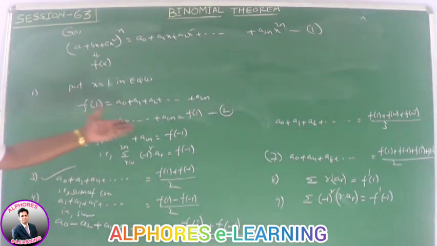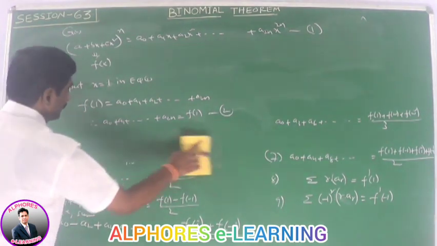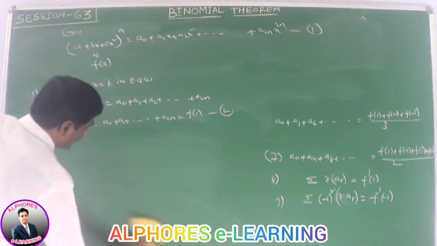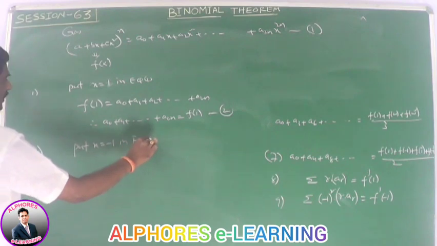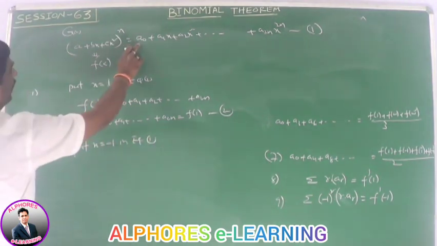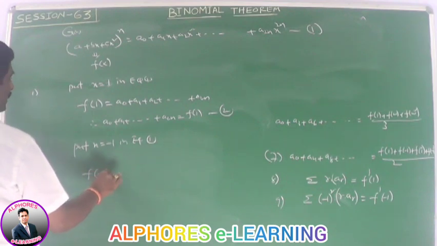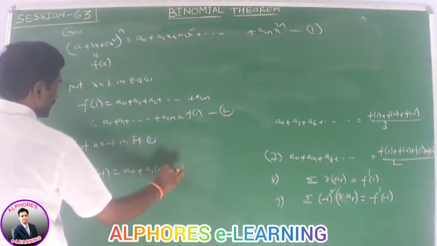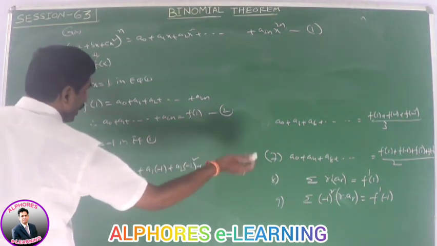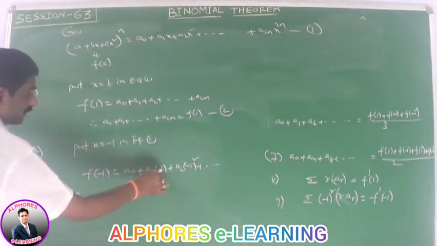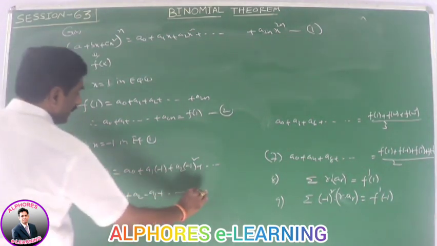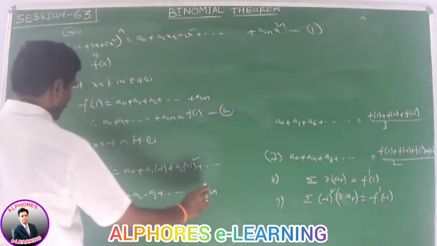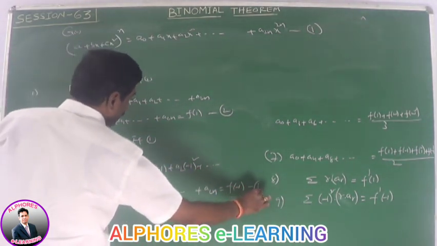Okay, that is sigma of ar, r is equal to 0 to 2n, the sum of the coefficients. Next, second one. For getting the second value, put x is equal to minus 1 in equation 1. That means f of minus 1 is equal to a naught plus a1 into minus 1 plus a2 into minus 1 whole square plus so on. That means a naught minus a1 plus a2 minus a3 plus so on a suffix 2n. It is even power. Even power means plus, is equal to f of minus 1. It is equation number 3.